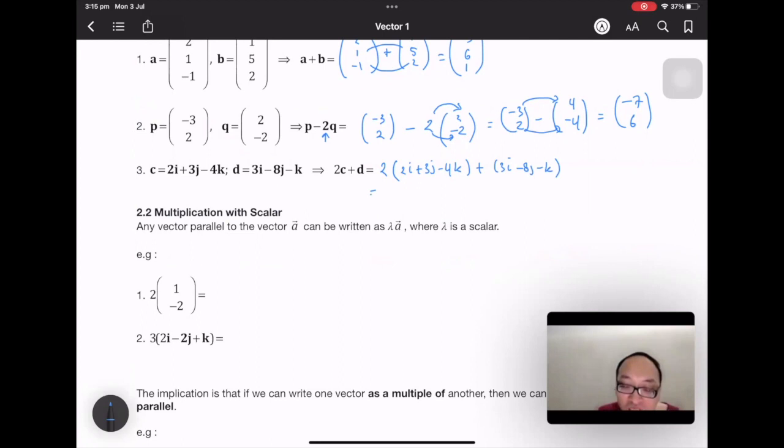So we can add, or we can multiply first. We get 4i plus 6j minus 8k plus 3i minus 8j minus k. And then we can just add the corresponding terms. i with i, j with j, and k with k. So it's 7i minus 2j minus 9k. This is the final answer.